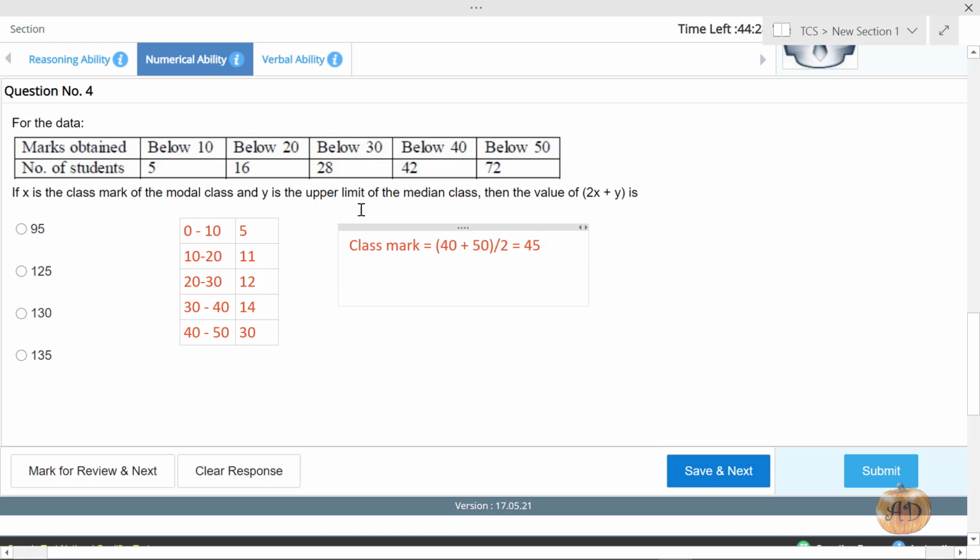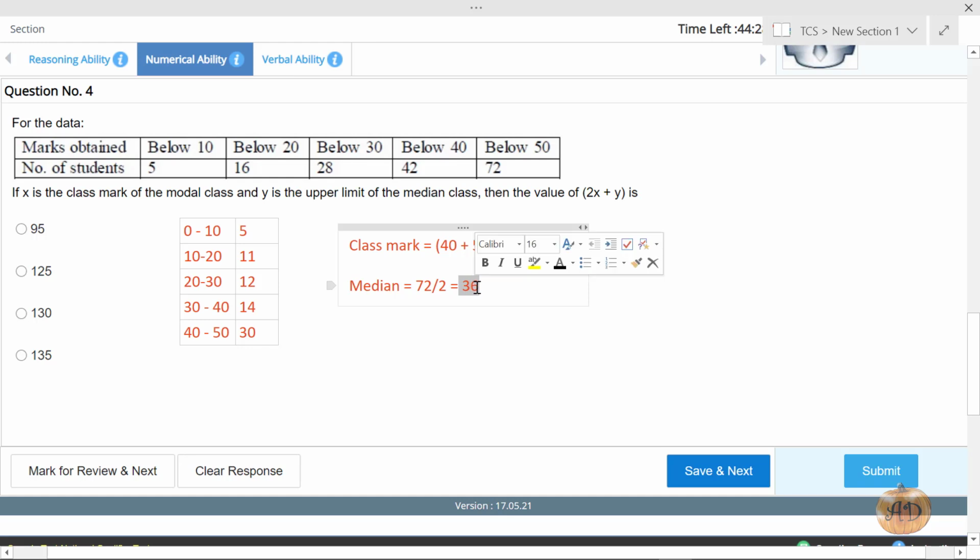Now it's saying, and y is the upper limit of the median class. So now what is the median class? To calculate the median class, you have to calculate the whole frequency. We know that if we sum every value in this particular column, we will get a value of 72, because this is the total number of students. So to find the median, if the number is even, then you can simply divide it by 2. Or if the number is odd, then you add 1 and then divide it by 2. So it is even here, so I have simply divided by 2 and it's 36.